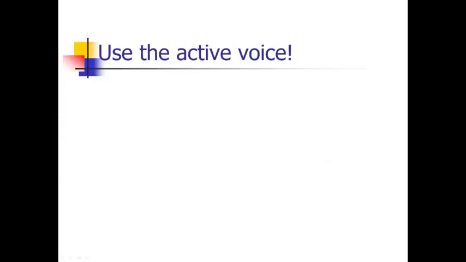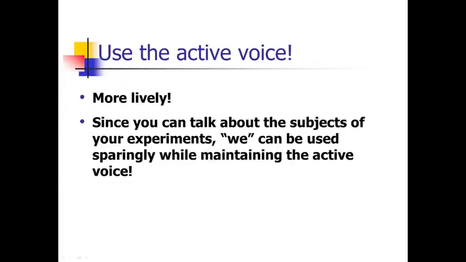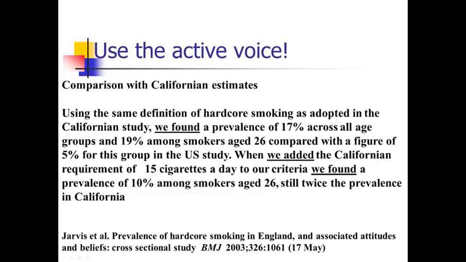And of course, we want to use the active voice in the results section. So keep it in the active voice. It's more lively, and it's actually not that hard to keep it in the active voice. If we're going to talk about the method section, it's hard to keep things in the active voice. But in the results section, it's not like you have to say, we found that at the start of every sentence, right? Because you can talk about the subjects of your experiments. You can talk about the variables. So you can have plenty of other subjects to use besides we.